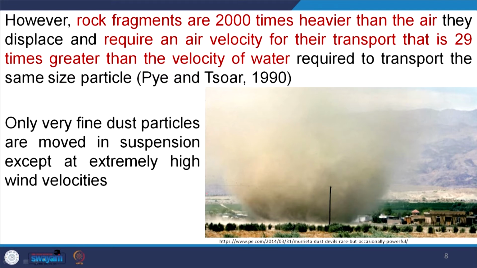That is why only fine dust particles are moved in suspension, except at extremely high wind velocity. So, very small clay and silt size particles are more affected by wind action as compared to larger particles, and sand is also moved by wind activity. However, its distance is restricted, but clay and silt size particles can travel thousands of kilometers.